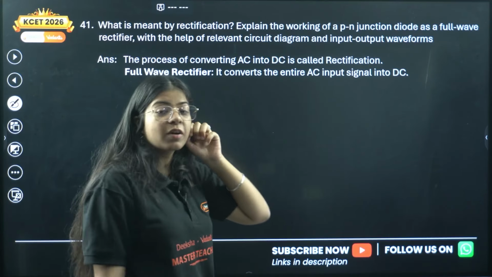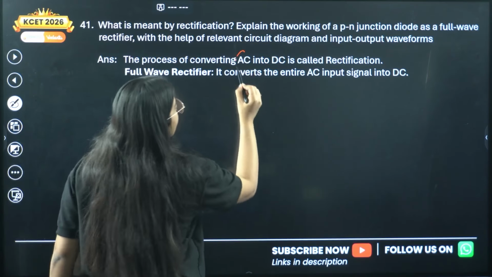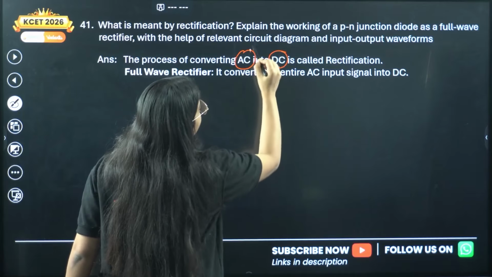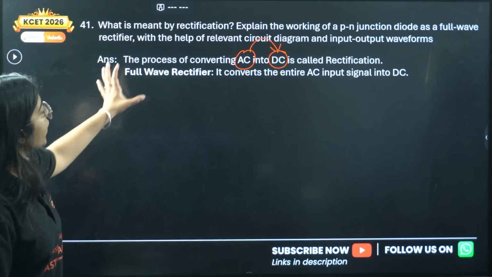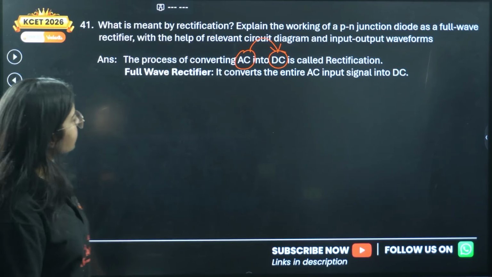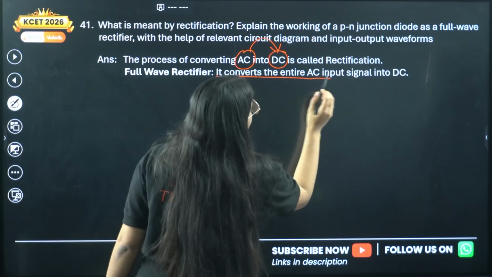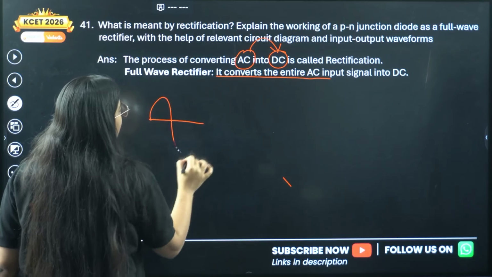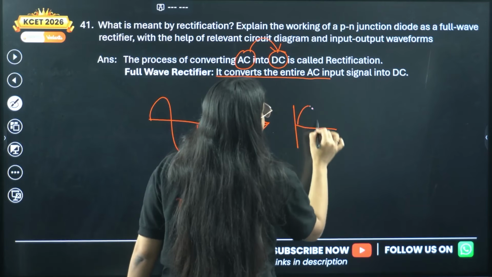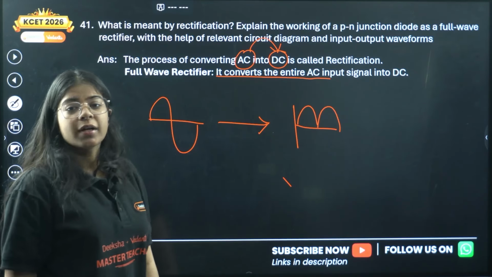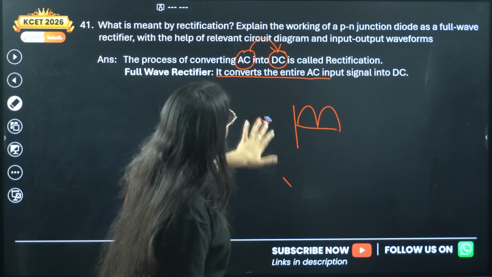Okay, let's see. What is rectification? The process of converting AC into DC. The process of converting alternating current into direct current is called rectification. Now, what is a full wave rectifier? A full wave rectifier is nothing but it converts the entire cycle of AC. See, this is my AC. It will convert the entire cycle of the AC signal into DC. Correct? Understood?